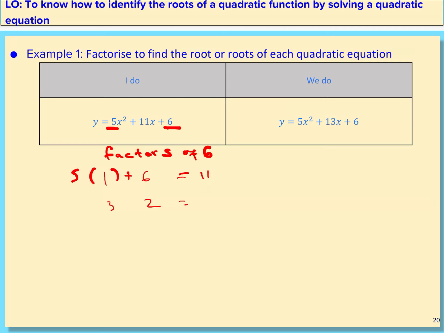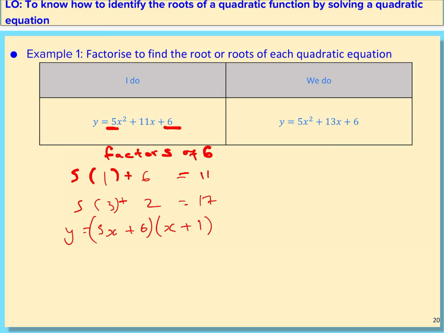So with this, what's going to be different is that actually we have a 5 there. So when we have it in bracket form, one of these factors is going to have to be multiplied by 5 to give us 11. So let's look at the different combinations. We can do 5 times 1 plus the 6, and that gives us 11. And we can also do 5 times 3 plus 2, and that gives us 17. So obviously this first one is right, and we're going to write this in the brackets now.